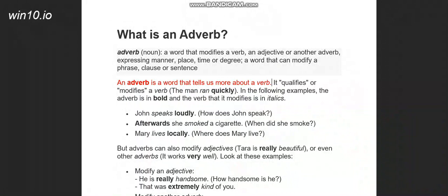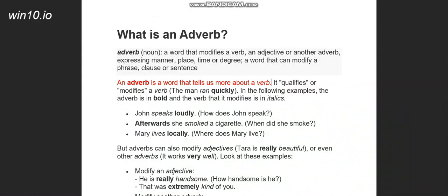Afterwards, she smoked a cigarette. So it is telling you about the timing, that is, when. It is written afterwards, so it is modifying the verb and showing the time when the action was carried out. So that acts as an adverb. Now, Mary lives locally. Where does Mary live? It is answering locally. So here we are getting to know about the place. So that is an adverb.